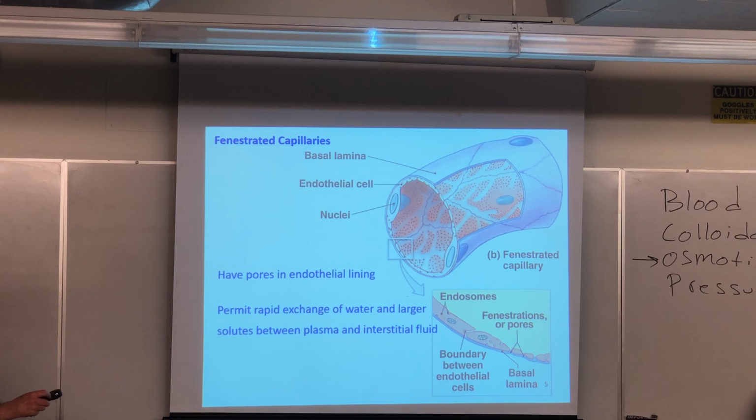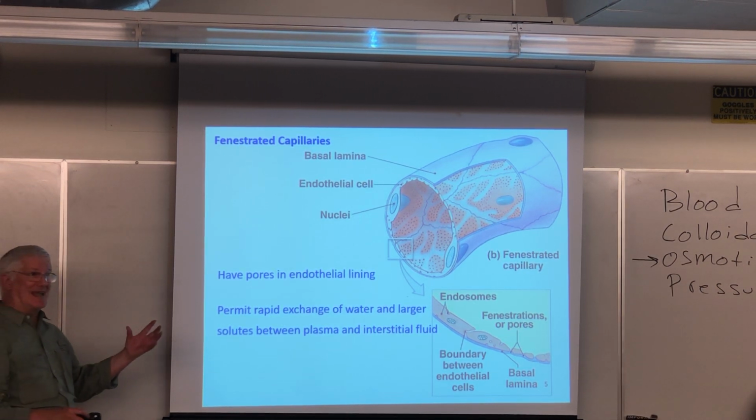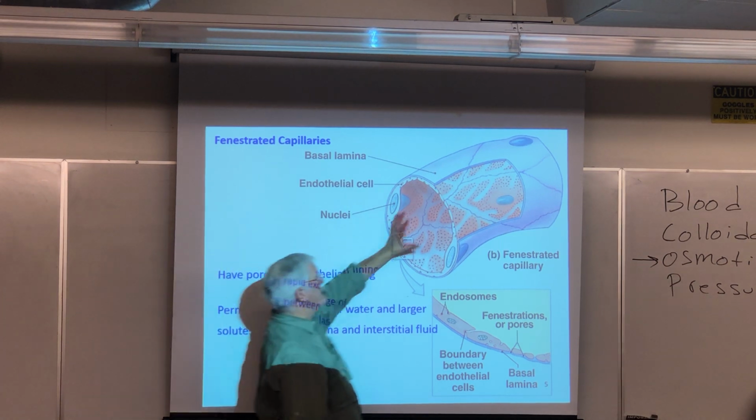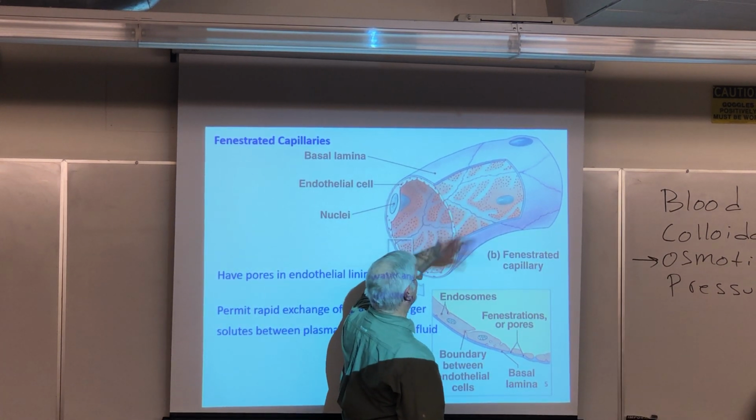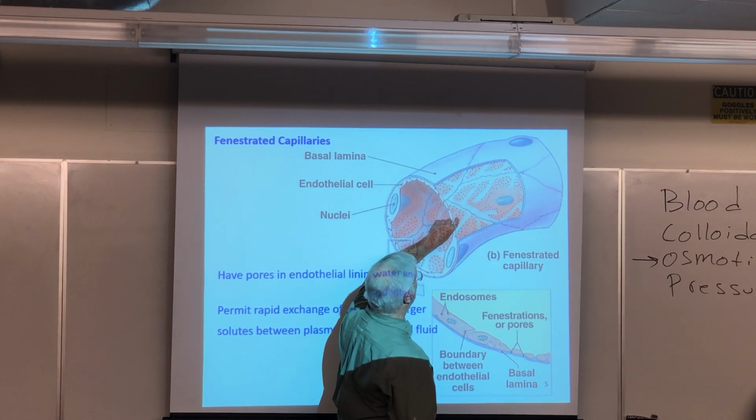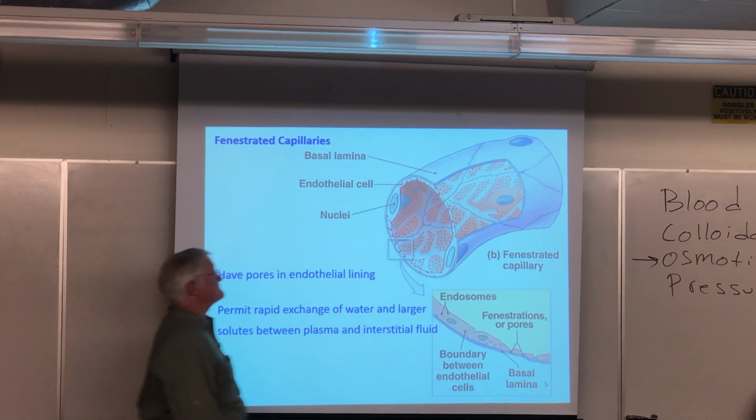Remember, those holes are still too small for red blood cells to pass through, unless you get them irritated due to long distance running. But still, those pores are really good for letting solutes pass through, but they're still too small for a red blood cell to fit through.